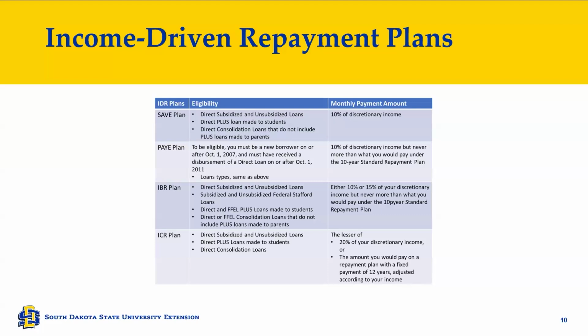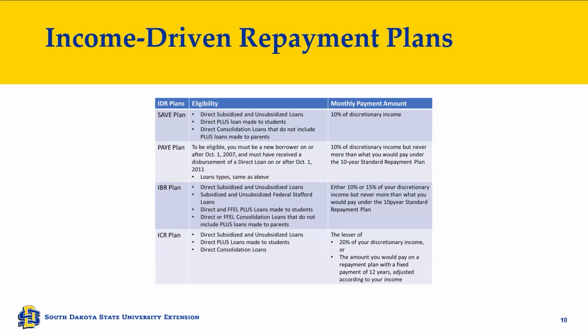What the SAVE plan is, the monthly payment amount is based on 10% of discretionary income. Discretionary income is what's left over after all of your basic expenses, the expenses that have to get paid, are taken care of. So you just have to provide that information. It's also going to be based on your income and your family size. The SAVE plan is probably going to be the most affordable for everyone. But as I said, if you're not in the SAVE plan, you currently can't select that.